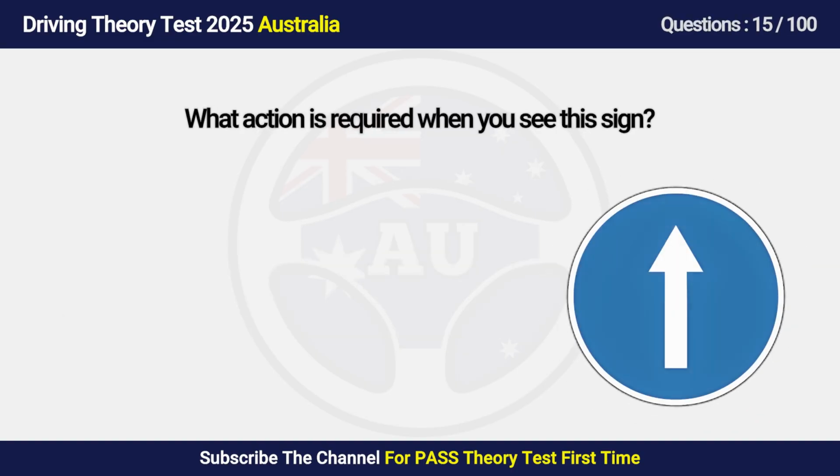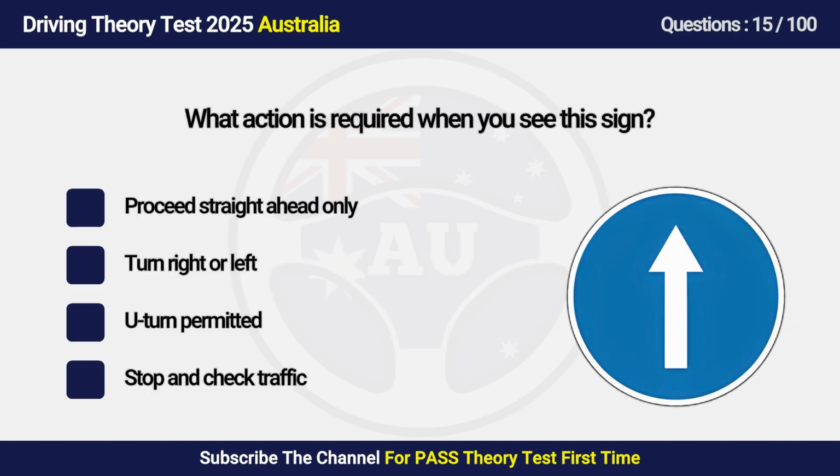Question 15. What action is required when you see this sign? A. Proceed straight ahead only. B. Turn right or left. C. U-turn permitted. D. Stop and check traffic.